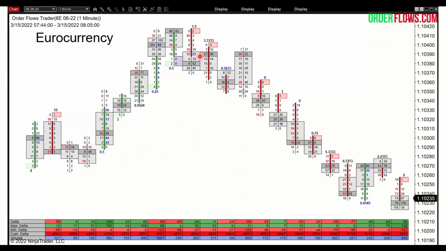Euro currency, same things, right? Gaps, gaps, gaps as the market's moving down. Now, of course, on thinner markets, you're probably going to see it's a little bit more choppy, a little bit more gappy. Again, this is a euro currency 1 minute chart, but you can see as the market is going higher, gap, gap, gap. Market starts moving down, gap, gap, gap, all on the way down.